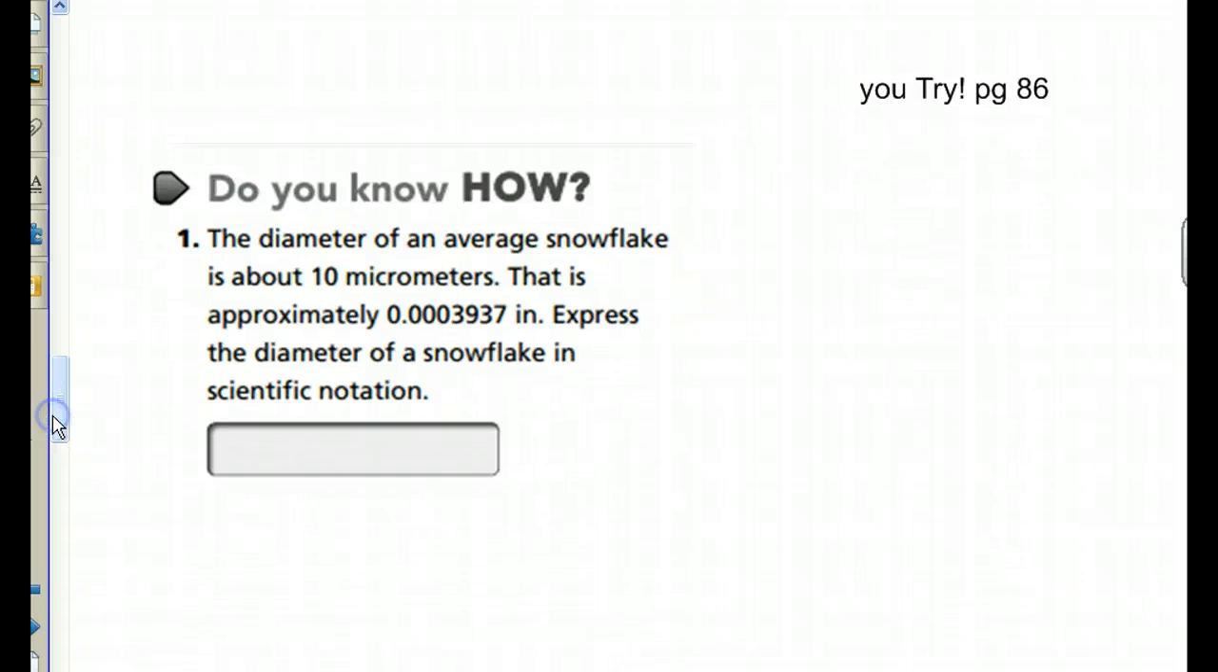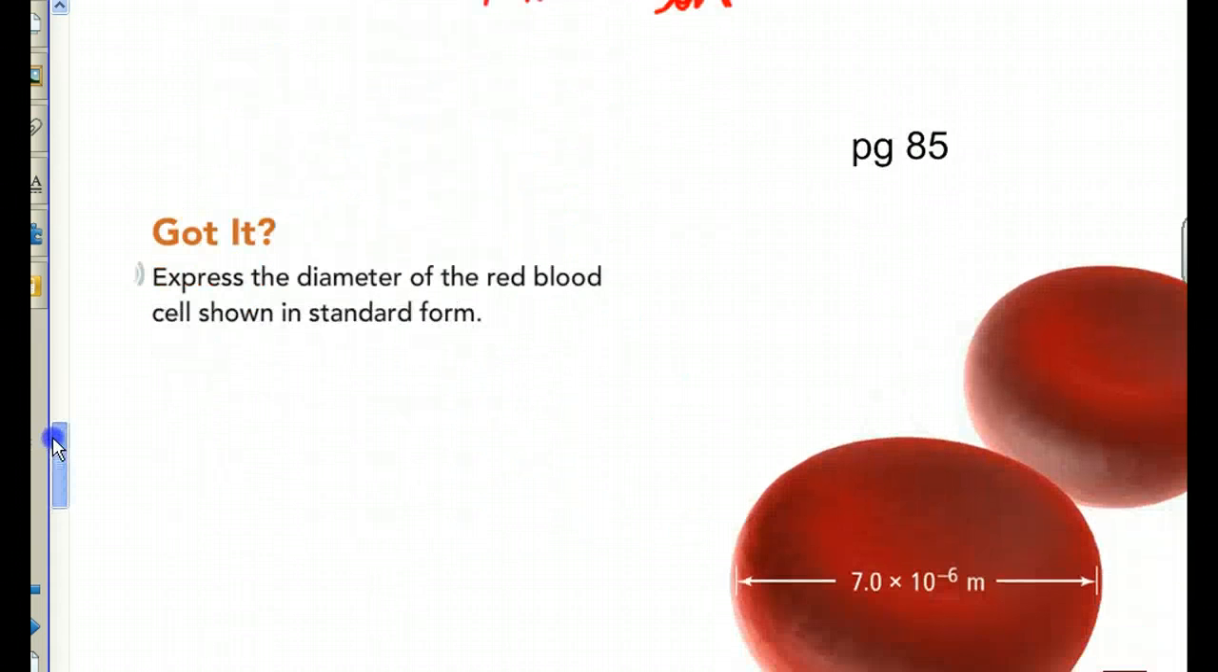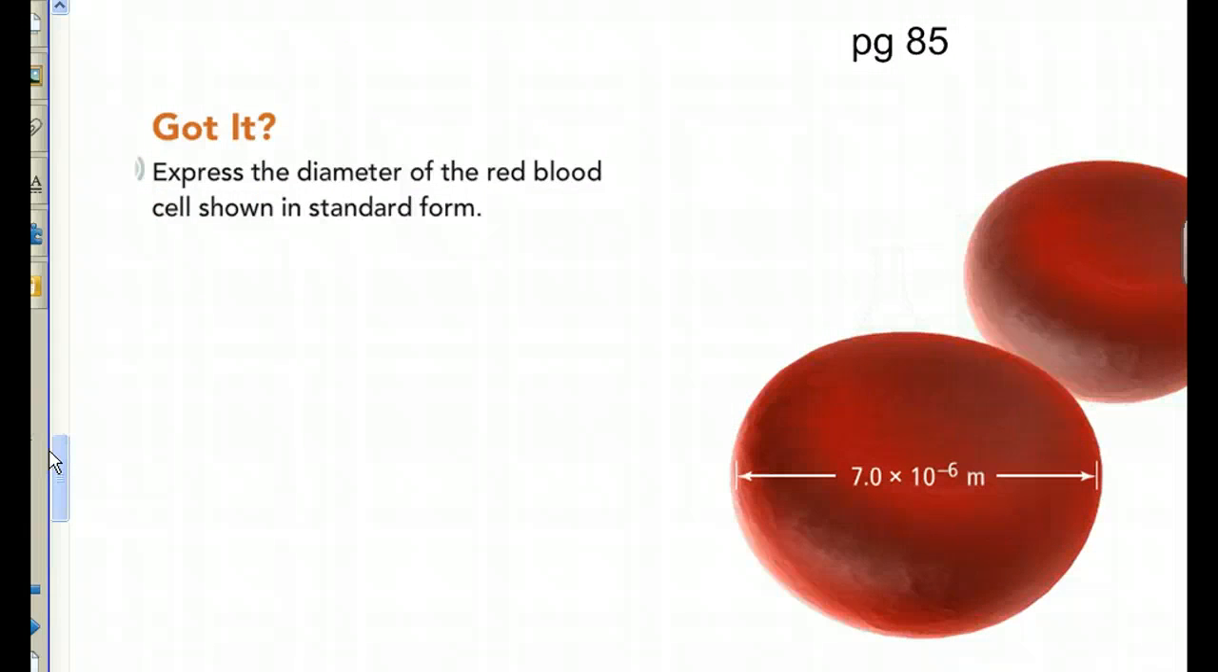So I want you to try the U-try. It's on page 86. We're going to do number 1. The diameter of an average, well, actually, why don't you pause here and tell me what you get. See if you get it right. Okay, and our correct answer, you should have moved your decimal over 4 times to give you 3.937 times 10 to the negative 4th. And of course, we do want to write our units, and our unit is inches for this. So let's move on. Page 85.